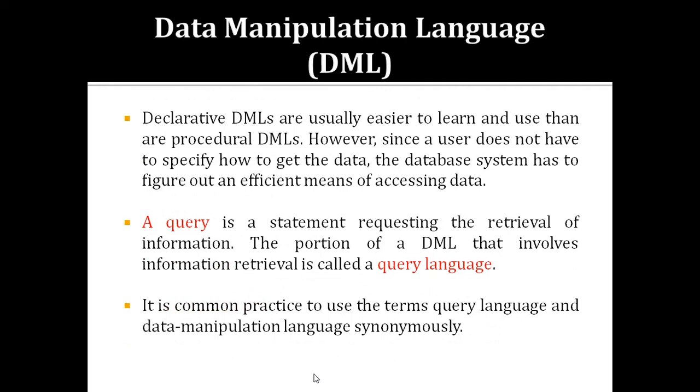You see here, declarative DMLs are usually easier to learn and use than procedural DMLs. However, since a user does not have to specify how to get the data, the database system has to figure out an efficient means of accessing data. Already we saw a query is a statement requesting the retrieval of information. The portion of a DML that involves information retrieval is called the query language.